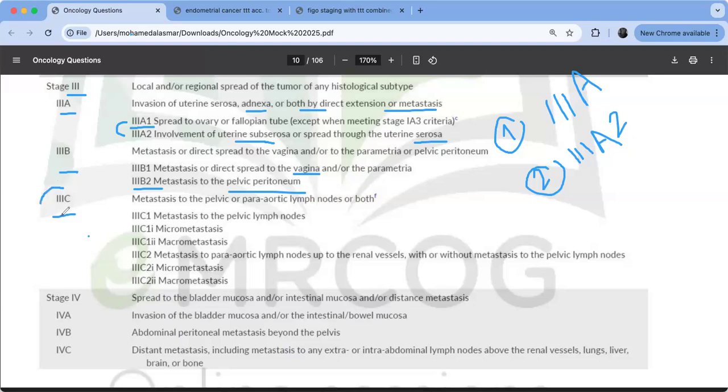What is 3C? 3C has substages, okay. Inshallah, it will not be that sophisticated in the exam. They ask about the involvement of the pelvic lymph nodes or para-aortic lymph nodes. So 3C1 is pelvic lymph node. 3C2 is para-aortic lymph nodes, up to the renal vessels. Clear, my friends? So if you see in the question pelvic lymph node involvement, what will you choose?